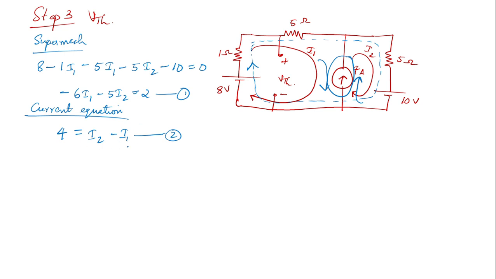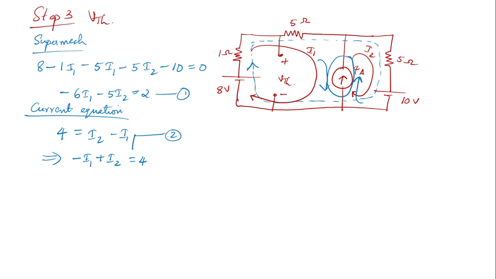Now again, the mistake that you make over here is that it is I2 minus I1, and for the first equation your order is I1 and then I2. So it's always better to rewrite this equation. I'm just rewriting it over here: minus I1 plus I2 is equal to 4. I'm going to take this as my second equation.